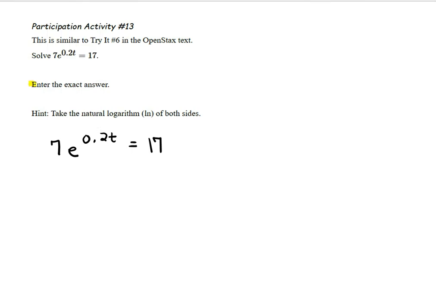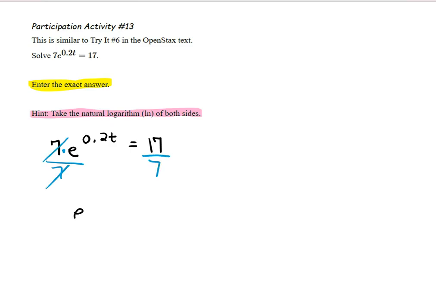Okay, this one once again says find the exact answer. And then they also say to you, hint, take the natural logarithm of both sides. However, on this one, I think I have an easier way to do it. You're trying to solve for t. t is in the exponent on that base e, but you have this 7 that's multiplied together right here. So first thing I'm going to do is divide that 7 off.